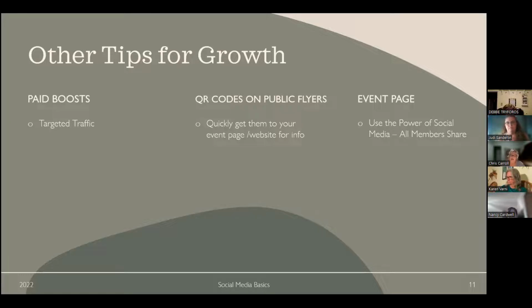And another idea is to use QR codes on public flyers. This will quickly get interested people to your event page or your website for more information. We're looking at different demographics, so we have to not be afraid to use different ways to get them interested. QR codes are very important right now. A lot of people will use their phone, scan it, and it opens your website to the page you want it to go to, or it may open Facebook to the event page, whatever you link that code to.